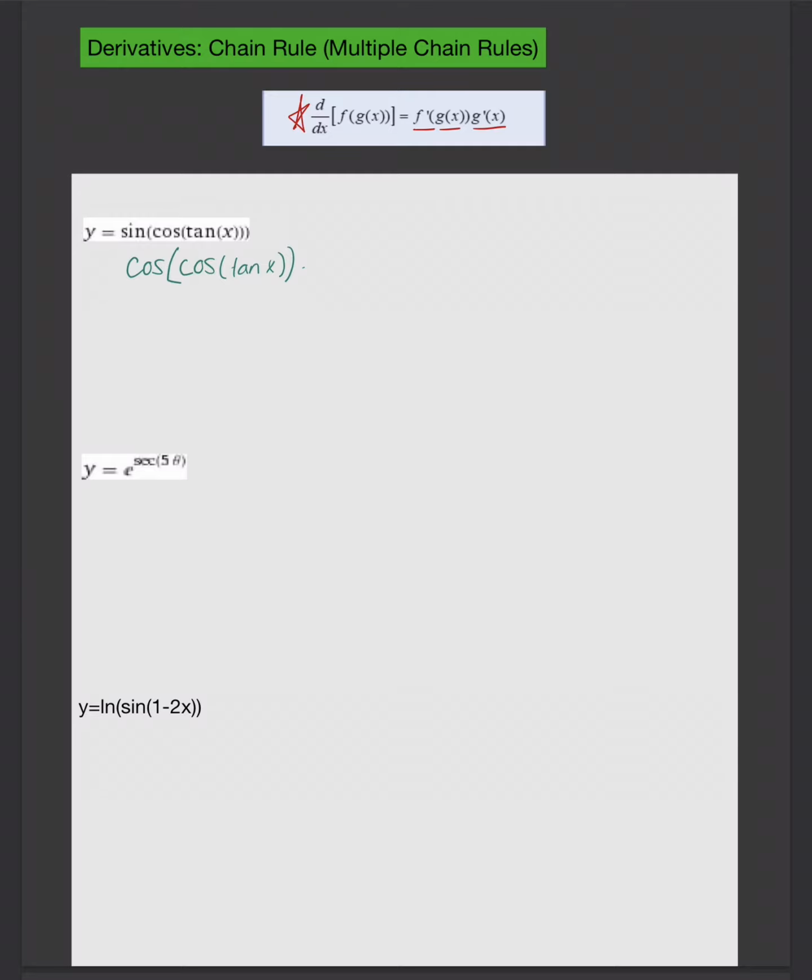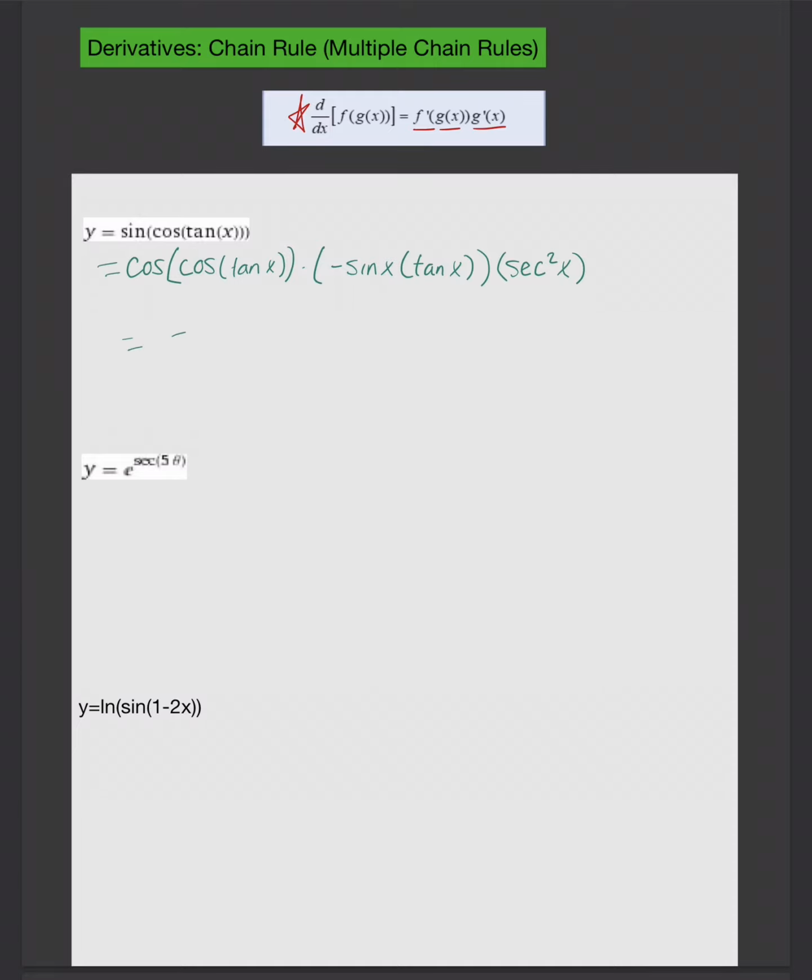kicks in. So the derivative of cosine is negative sine x, and we keep the inside the same, which would be tangent of x, since it has a function within it as well. And now we take the derivative of our tangent of x, which is secant squared x. And that's the derivative for this one.